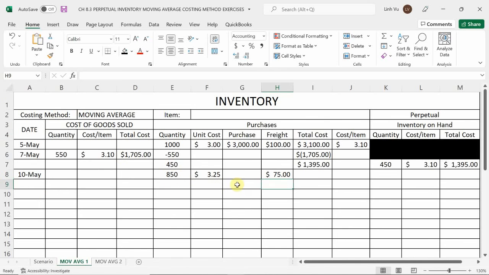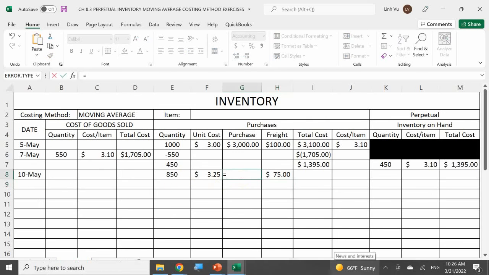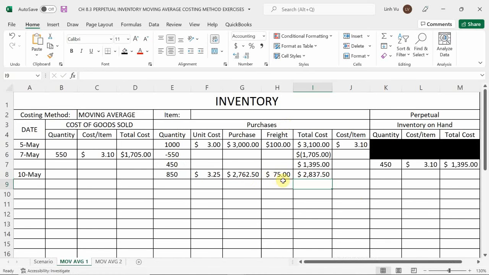So what is my purchase price here? $2,762.50. Good. Plus my 75 freight, $2,837.50. Good. Now in this case, I need to stop here because I just purchased inventory. I need to tally up my totals because this time I need to combine the two because I have my beginning balance of 450 units and now I need to add 850 because I just purchased it. So in this case, 450 plus 850 gives you a total of 1,300.